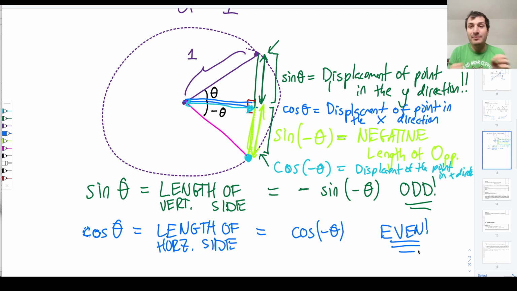Because when we're talking about flipping the triangle vertically, when you flip the triangle vertically, the cosine doesn't change. That's the length of the horizontal side. The sine changes by a factor of -1. That's the vertical side. That is why sine and cosine are odd and even. Okay, I think I've said it enough times. Let's stop there.